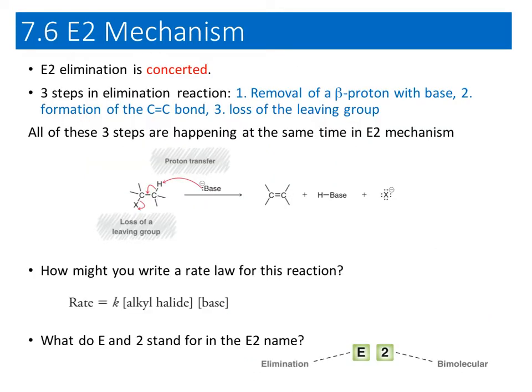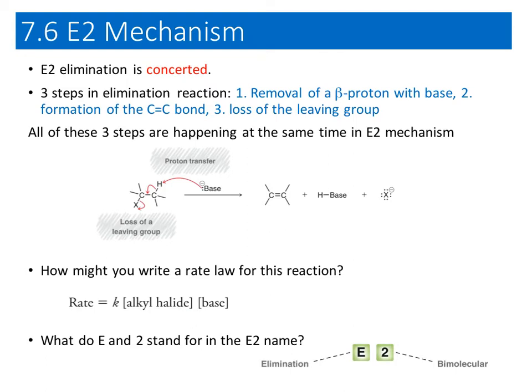Now let's look at E2 mechanism. Generally, during elimination reaction, 3 steps must happen. First, abstraction of beta hydrogen by base, so this is the beta carbon, formation of carbon-carbon double bond, and loss of leaving group. During E2 mechanism, all of these steps are happening at the same time. Therefore, the E2 mechanism is concerted. It's a one-step process.